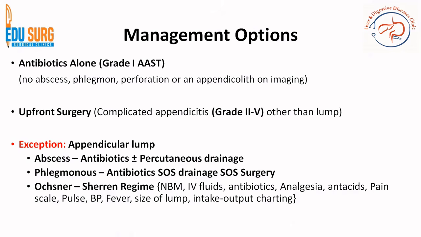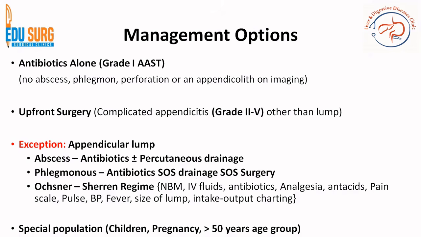Okay. So rising pulse rate, increasing pain, decrease in blood pressure, recurrent fevers of high grade, increase in size of the lump, and drop in urine output. All these measures mean that the Ochsner-Sherren regimen is failing to manage the patient. Last option is in special populations, and we will see each of them in brief. That is children, pregnancy, and greater than 50 years age group, as each of them have some specific challenges. So these are some of the management options. We will see some points in each of them.